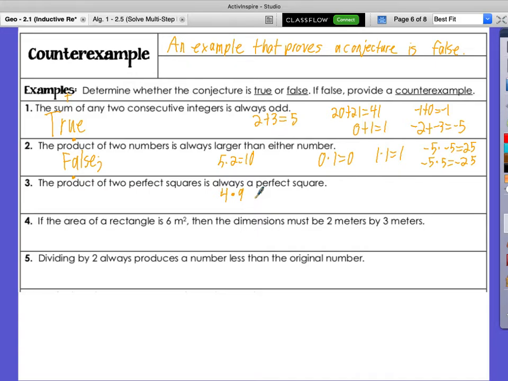We're saying the product of two perfect squares is always a perfect square. 4 times 9 is 36. Is 36 a perfect square? Yes. 6 times 6, okay? Somebody give me another two perfect squares, just random ones. 25 and 16.